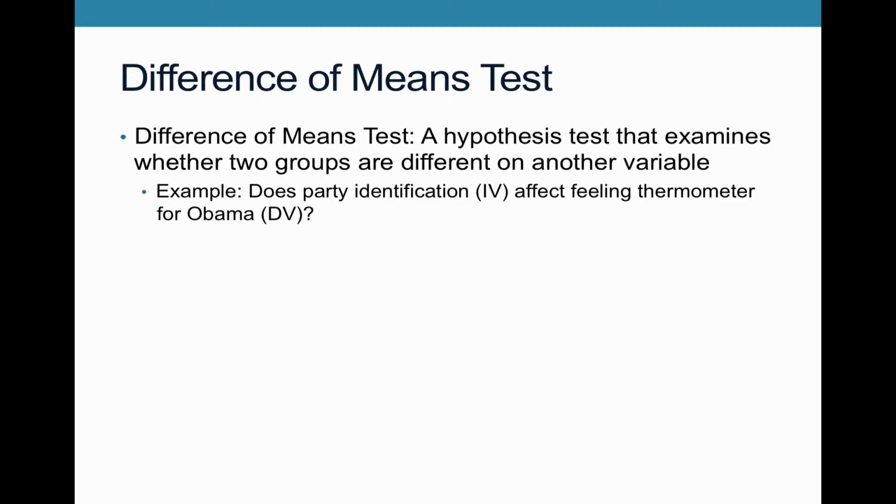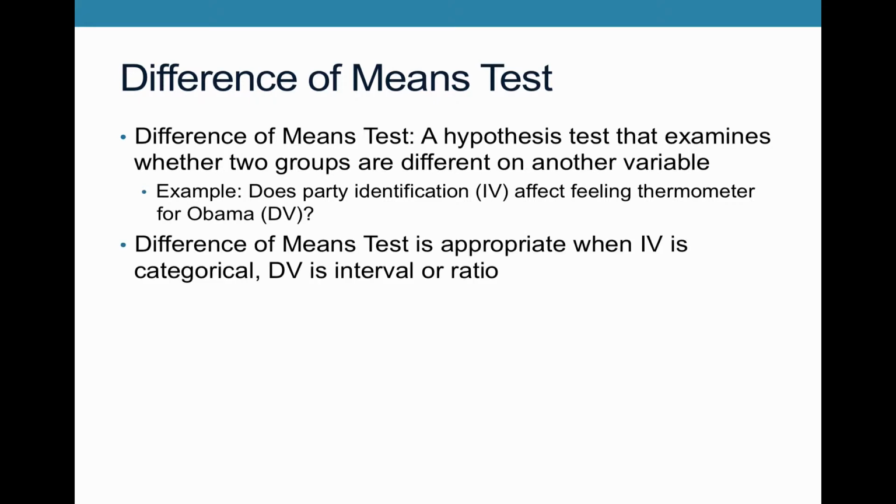And so you ask, does party ID, being Democrat or being Republican, affect your feeling thermometer for Obama? So you're asking, do Democrats in general feel more positively towards Obama than Republicans would? To do this, you would calculate the mean feeling thermometer for Obama among Republicans and the mean feeling thermometer among Democrats for Obama, and then compare them. The key is to say, is this difference that we observe actually statistically significant? Can we conclude that this difference is not simply due to chance?